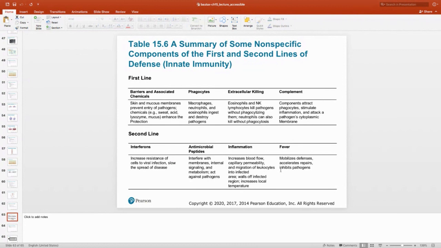They are present at birth. They are not anything that has to be developed or acquired. They're present with everyone, and they're useful in conjunction with the adaptive responses many times.